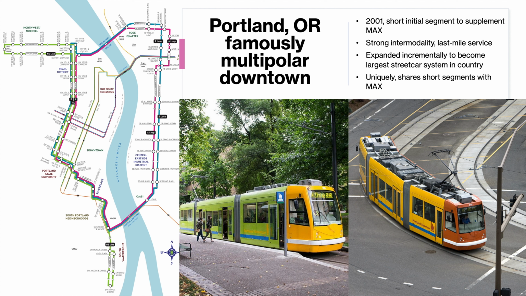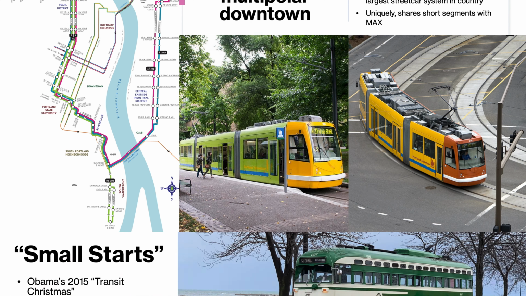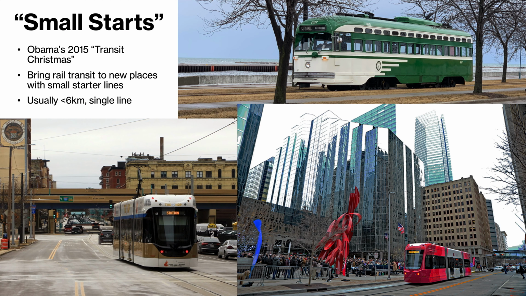Also uniquely, Portland's streetcar actually shares a short segment of track with its light rail system. It's the only place in the country I'm aware of that actually does this. This inspired the so-called Transit Christmas from the Obama administration with the Small Starts program. And the idea behind this was to bring initial starter lines, especially of streetcars, to places that didn't have rail transit as a system from which a larger system could nucleate. And they were usually under 6 kilometers in length, usually only a single line.